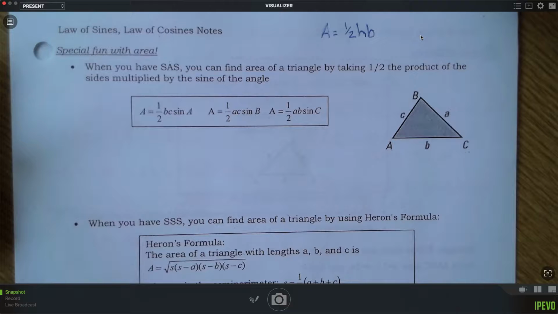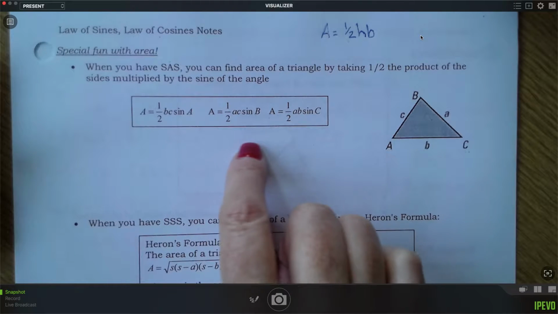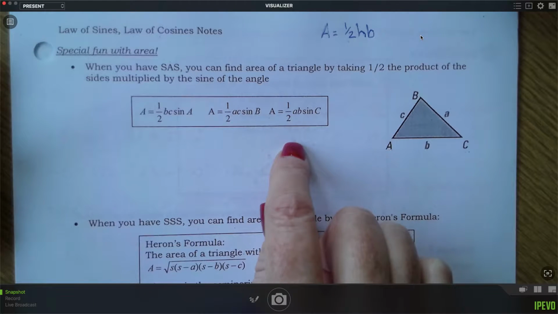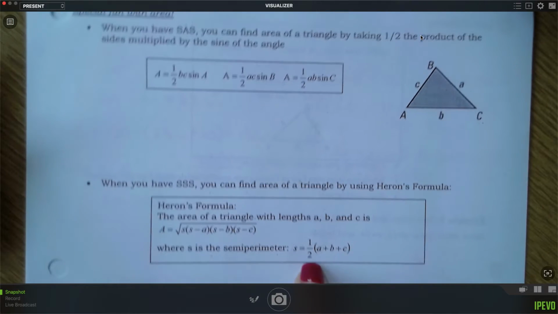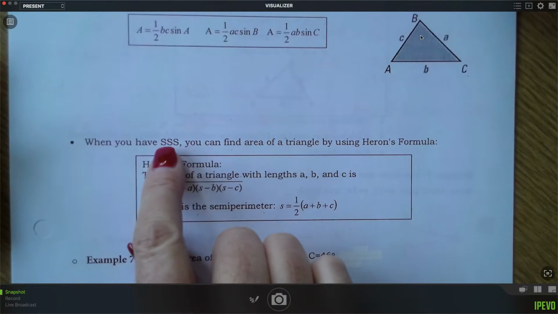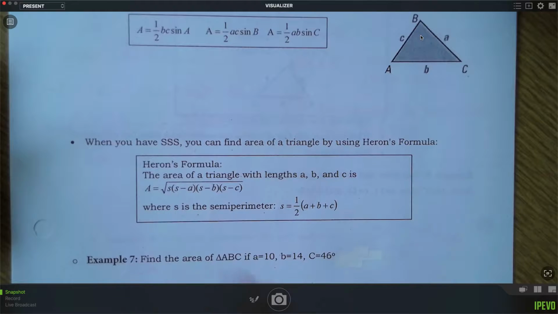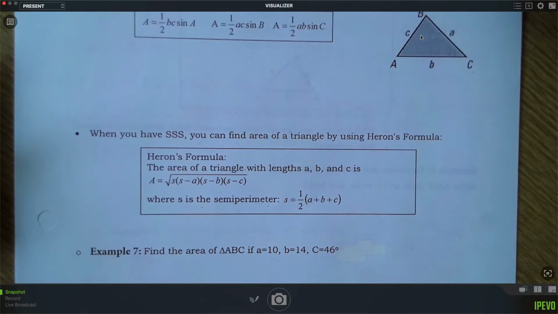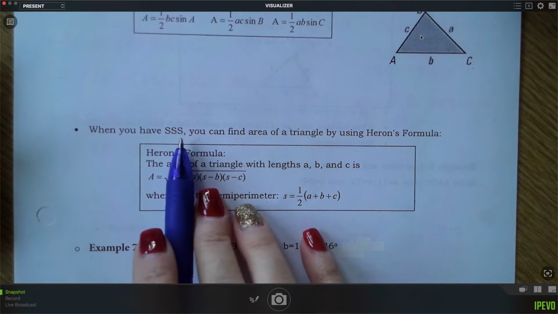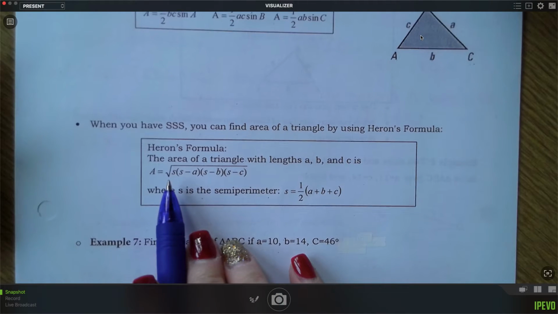Okay, so you will use this one the majority of the time. But we do have another one. And this is if I was given side, side, side. You don't know how to solve a side, side, side yet. That is in law of cosines. But if I'm given 2 sides, I only have to find a third side, right? But again, the side, side, side one is probably only going to be used when you use law of cosines.